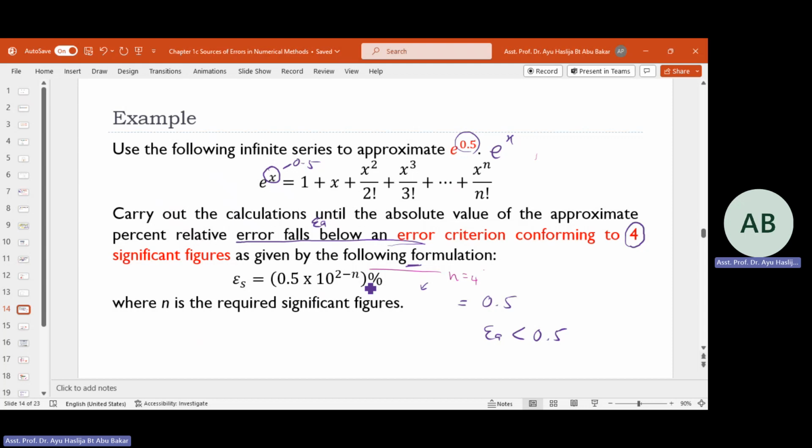Tomorrow we will proceed with this example. You can look through the slides first so that you can understand tomorrow.